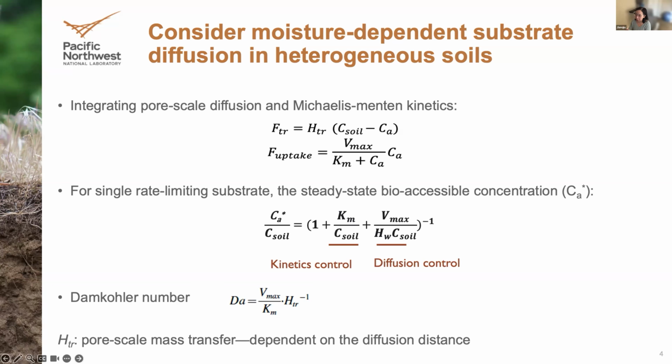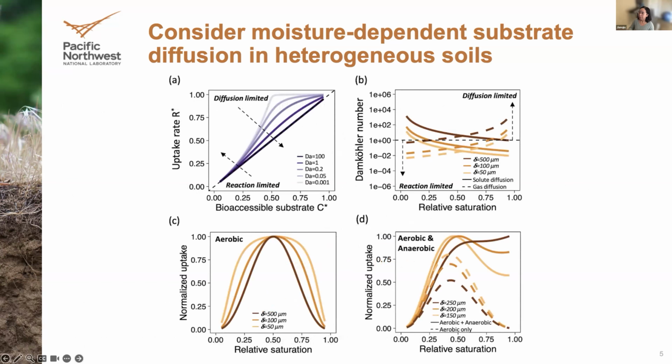So eventually this expression shows that part of it is kinetic control and part of it is diffusion control. It's a classic Damköhler number kind of question, right? Is the diffusion more important? Is the reaction more important? Now I'll show you some of the results. These are theoretical considerations I started with. Well, think about the Damköhler number.